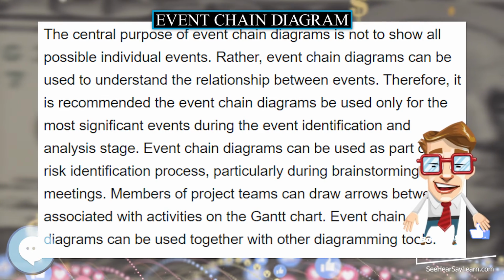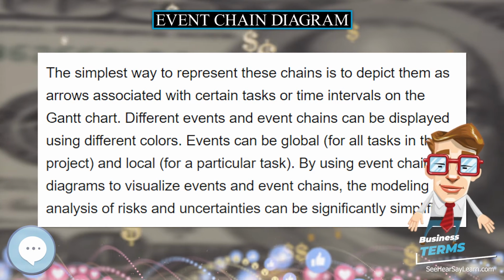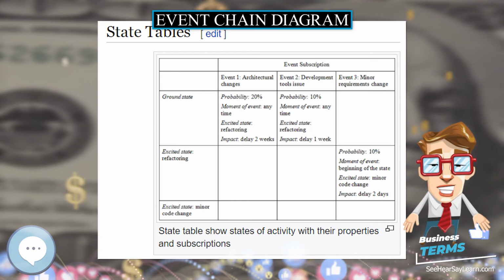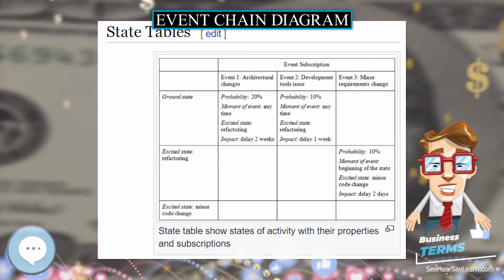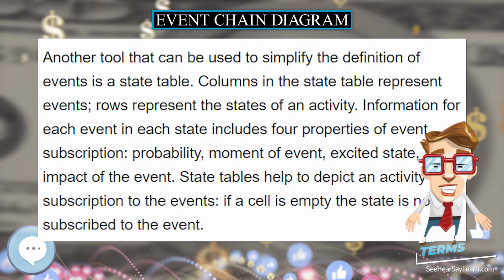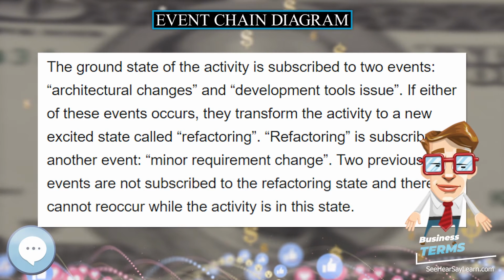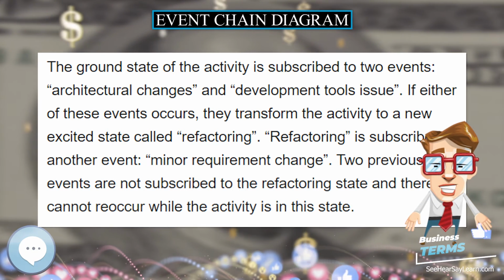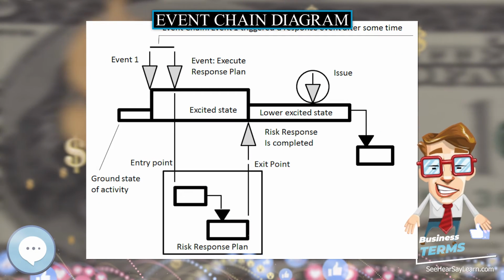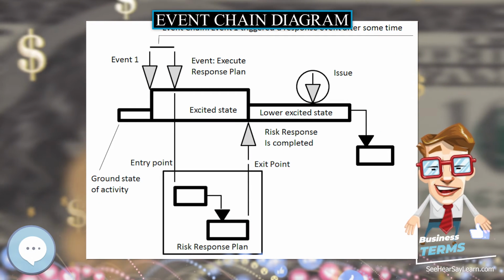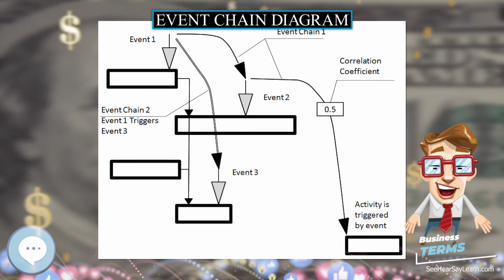State tables. Another tool that can be used to simplify the definition of events is a state table. Columns in the state table represent events, rows represent the states of an activity. Information for each event in each state includes 4 properties of event: subscription, probability, moment of event, excited state, and impact of the event. State tables help to depict an activity's subscription to the events. If a cell is empty, the state is not subscribed to the event.